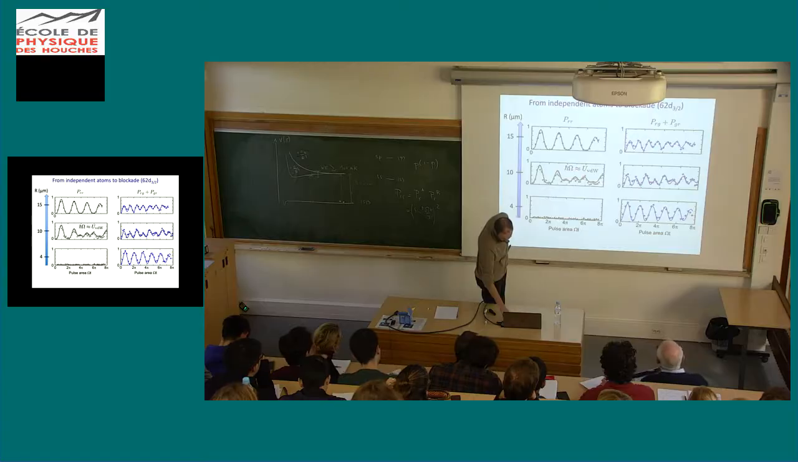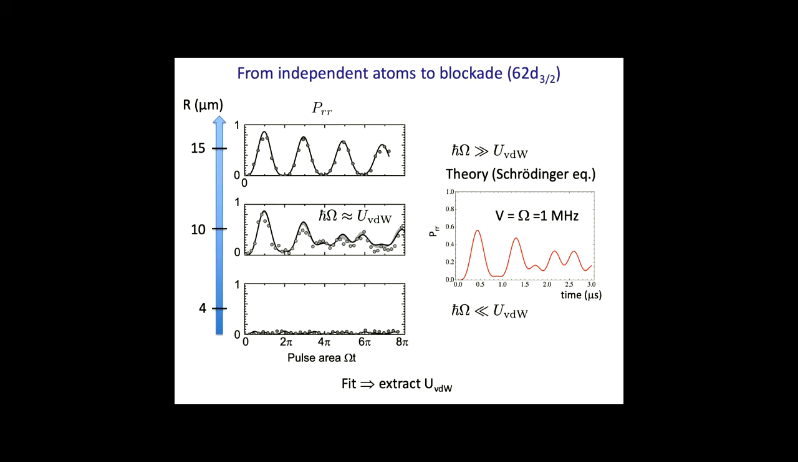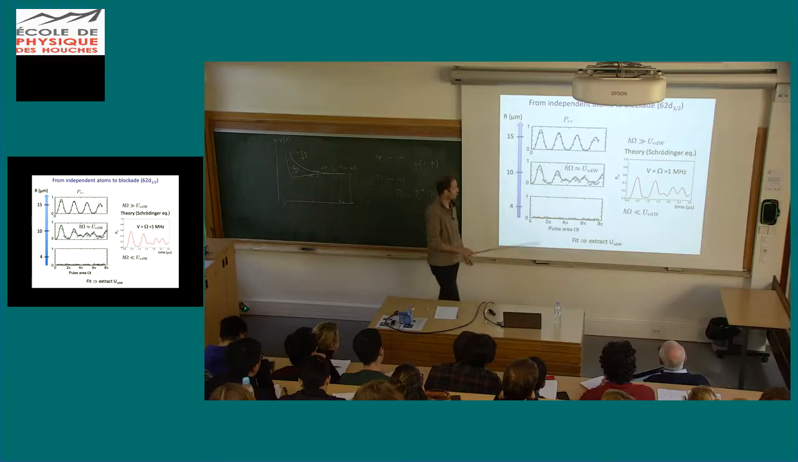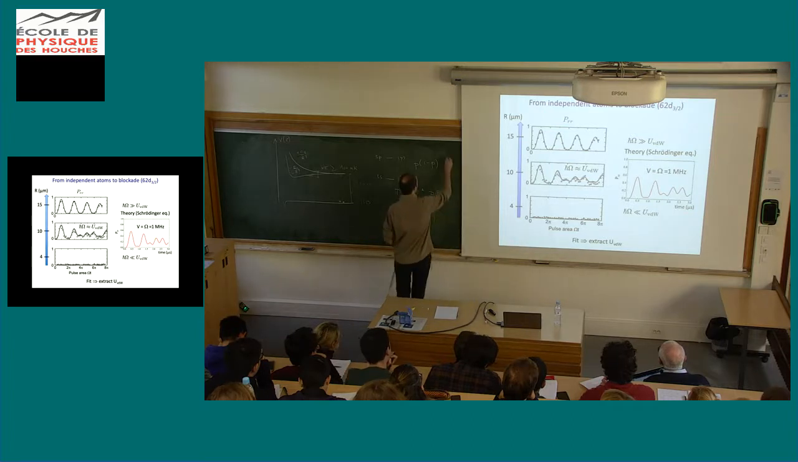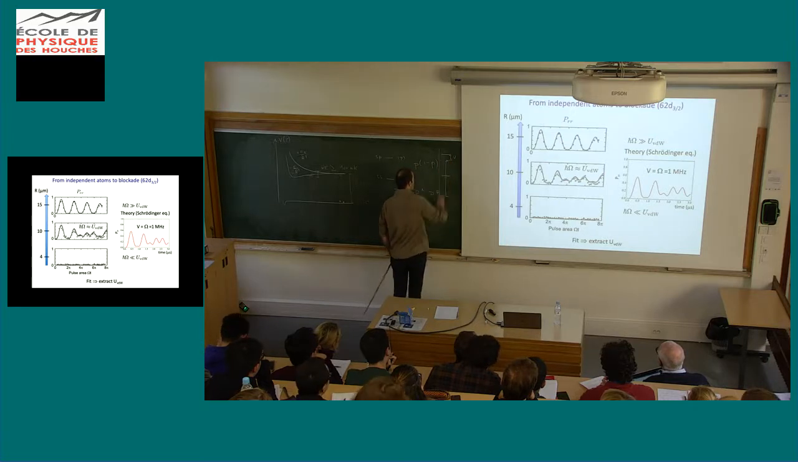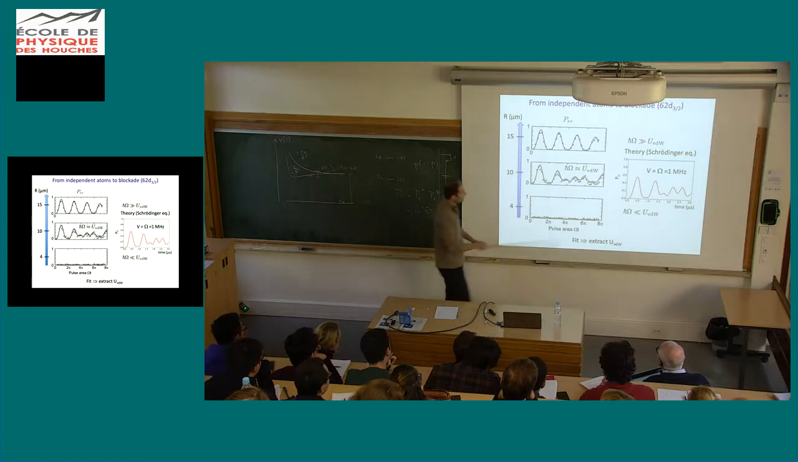But the thing which is interesting is that you can just do a very small model with a Schrödinger equation. So for the dynamics, you take the three atom states, you introduce your U, and you solve the Schrödinger equation. So there is no dissipation in the problem, nothing. It gives you this, which is very close to that.